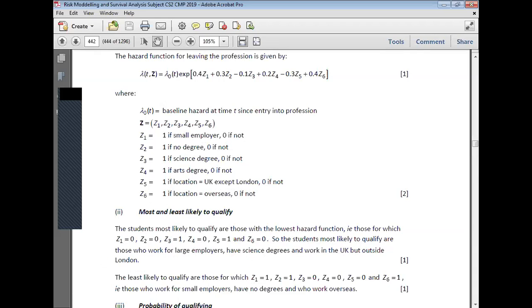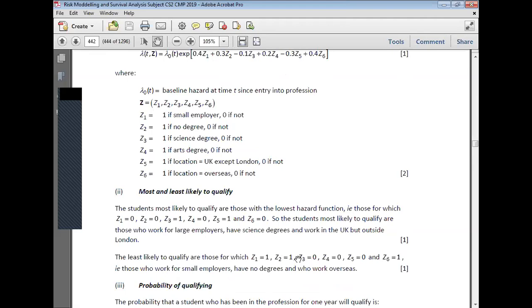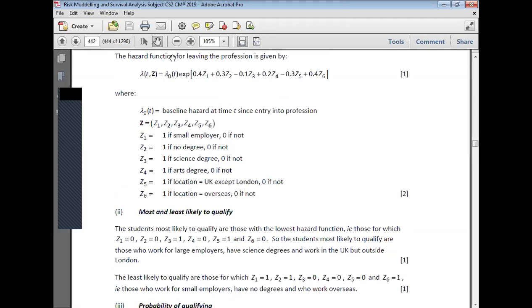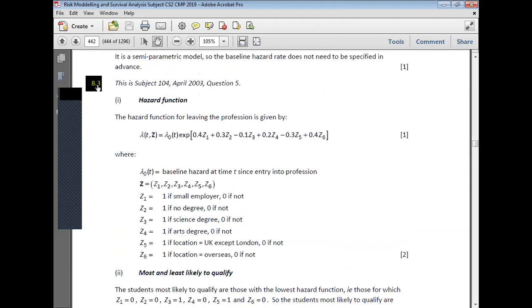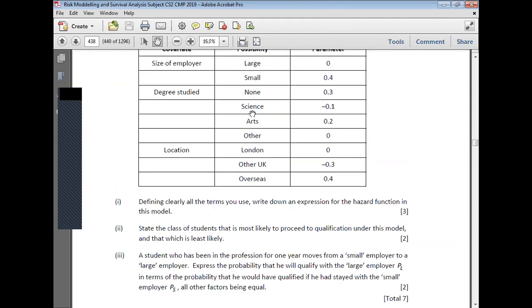For the least likely, you assign 1 to the positive betas and 0 to the negative betas. For those people, we will observe a higher hazard. And if you have a higher hazard, that means those people are less likely to qualify. Does that make sense to you guys? Any doubts so far?